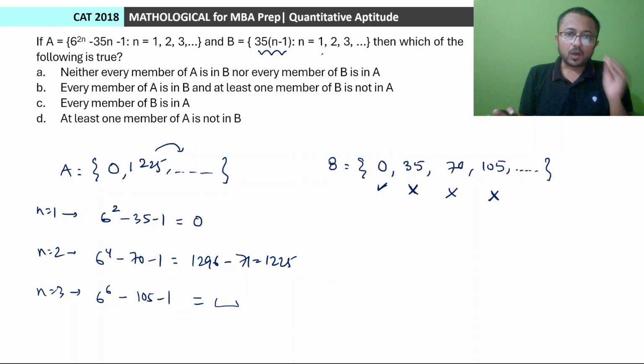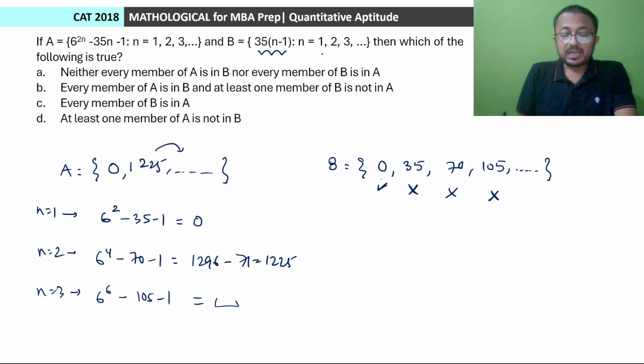But are all elements of A included in set B? That we have to find out, whether every element of set A is included in set B or not. Because if that is not the case, then the answer will be at least one member of A is not in B. Isn't it so? Is that clear? Okay, so we have to check that.